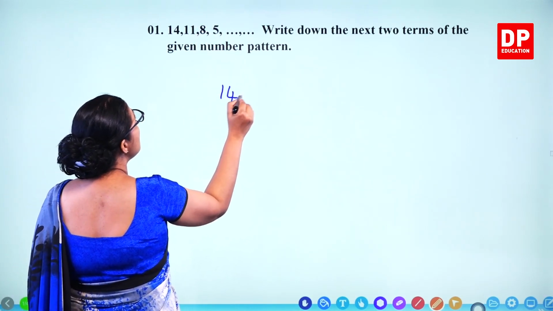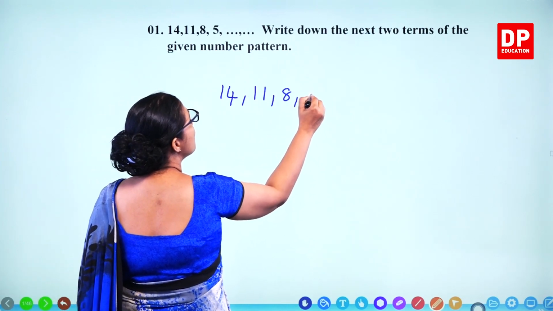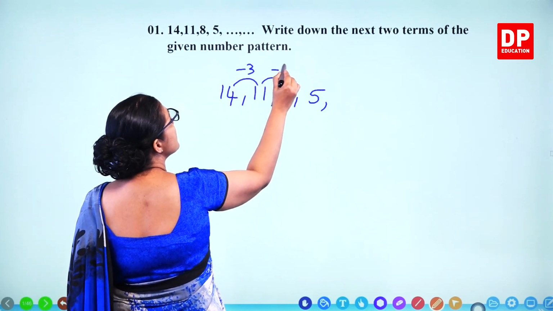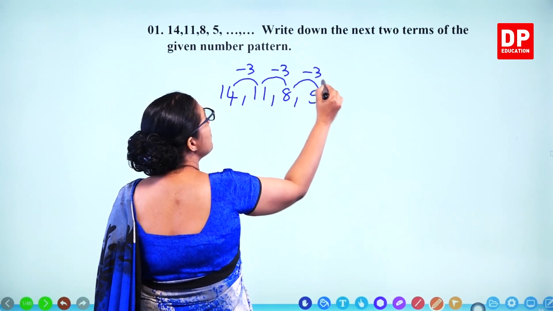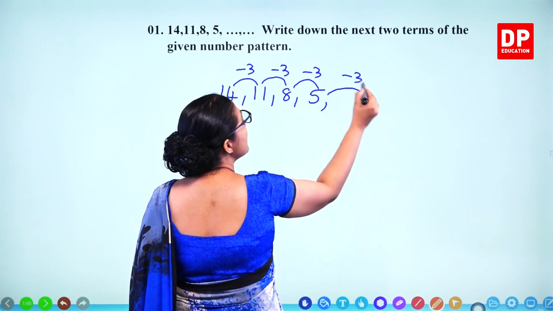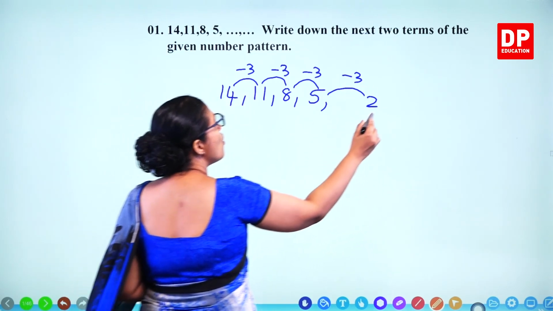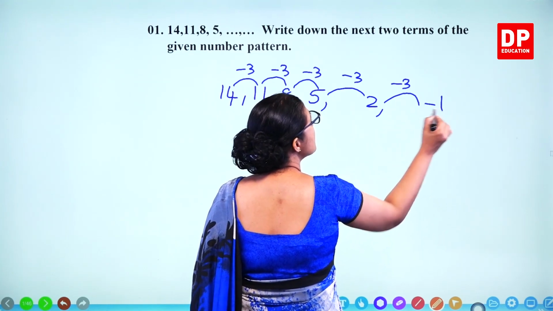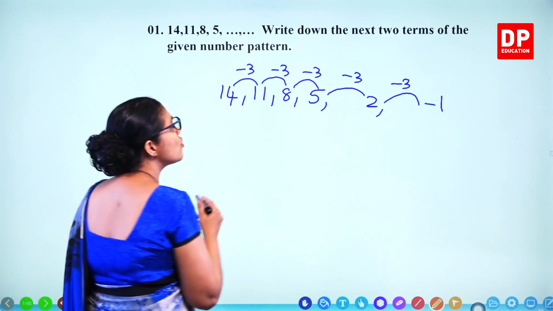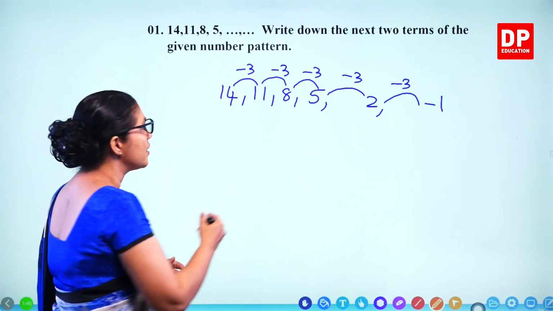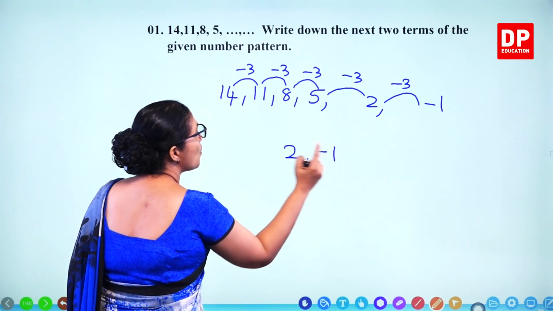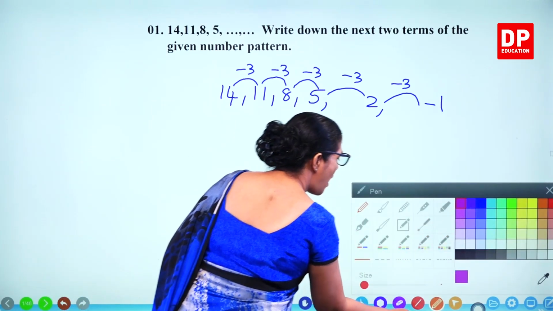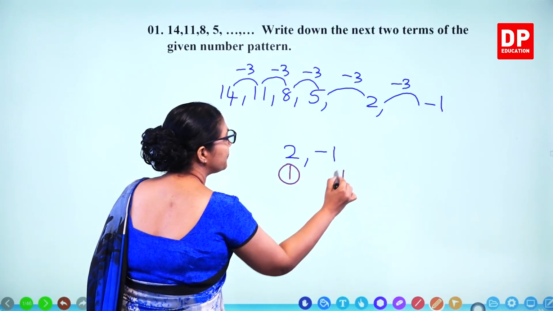So 14, 11, 8, 5, minus 3, minus 3. What happens then? 5 minus 3, you get 2. 2 minus 3, you get minus 1. So 2 and minus 1 are the next 2 terms. So you can get 2 marks, 1 for each.